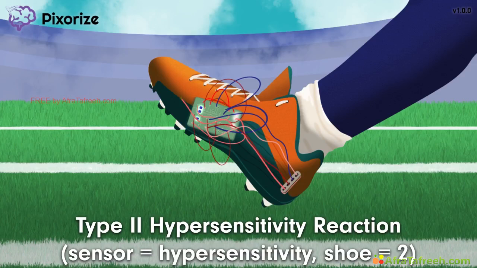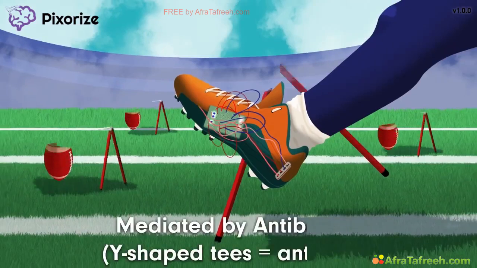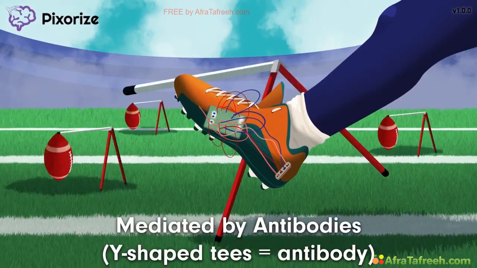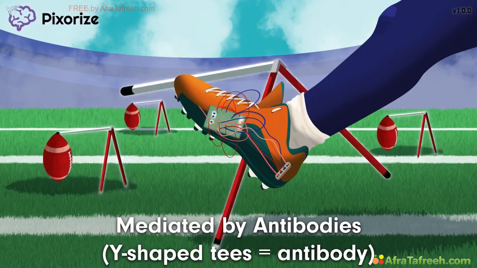Type 2 hypersensitivity describes a type of unwanted immune reaction. Let's explore the rest of this scene to learn more. So if we're measuring kicking strength, we obviously need tees to hold the footballs. You see those Y-shaped kicking tees? Well, these Y-shaped tees kind of remind me of antibodies, since antibodies are also Y-shaped. These Y-shaped kicking tees should remind you of antibodies, the main mediator of type 2 hypersensitivity.